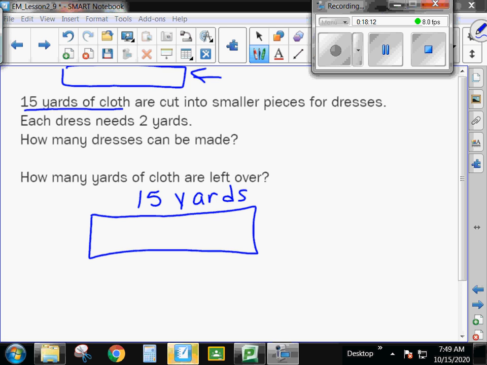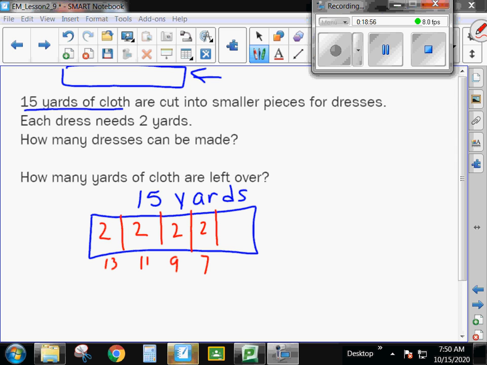All right, so I redrew my cloth down here a little bit bigger, and I know it's 15 yards. So I'm going to start cutting it off for each dress. So I know that this dress takes 2 yards, okay? And so I'm down to 15 minus 2, I'm down to 13, right? And then I'm going to take another 2 yards off, and now I'm down to 11. And now I'm going to take another 2 yards down, and now I'm down to 9. And I'm going to cut another 2 yards off, and now I am down to 7.